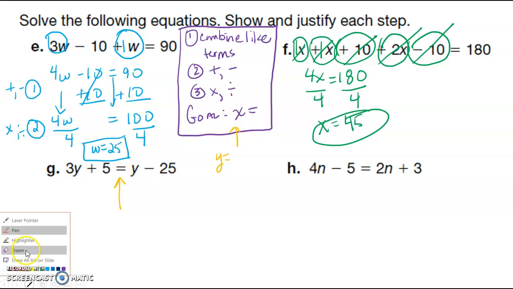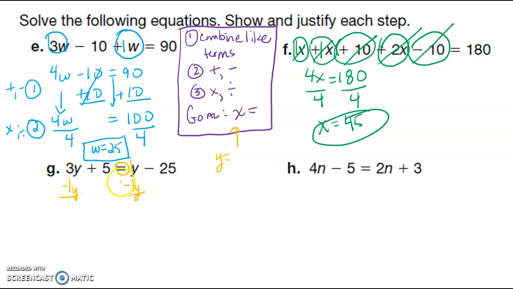So let me erase that equals there. I'm just going to circle it so we don't forget it's there. So this is 1y and this is 3y. I'm going to take the smaller and bring it over to the larger. So 3y minus 1y is 2y. My plus 5 comes down. My equals comes down. This is going to go away, and I have negative 25.